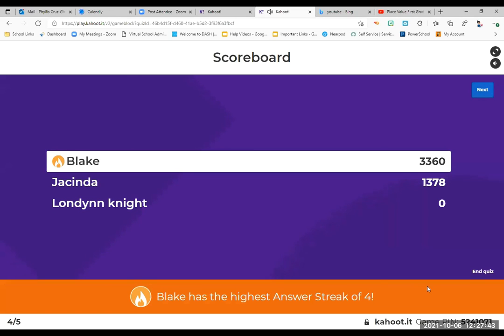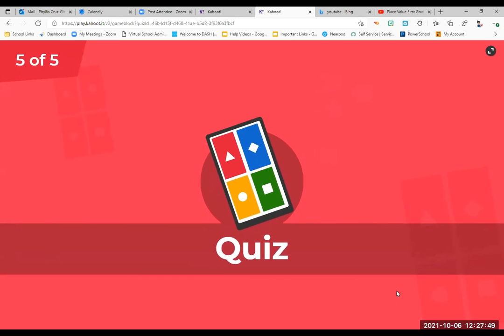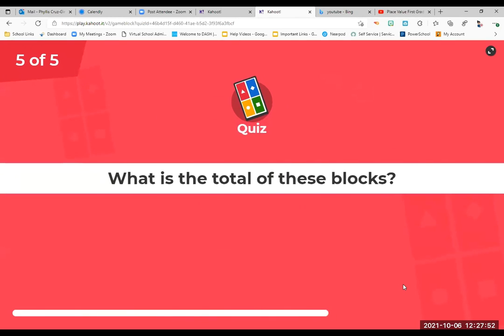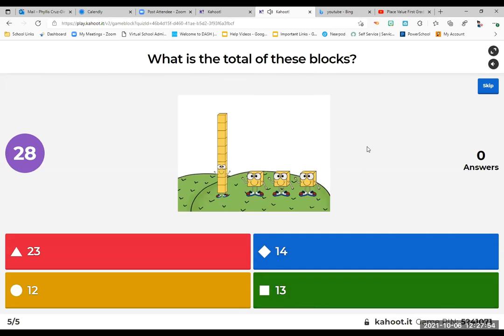All right, so let's move on to the last question. Here we go. What is the total of these blocks? All I want to know is, what is the value of these blocks? So if you were to look at each number underneath, which one matches? Let's see, it has 1 10 and 3 baby ones.